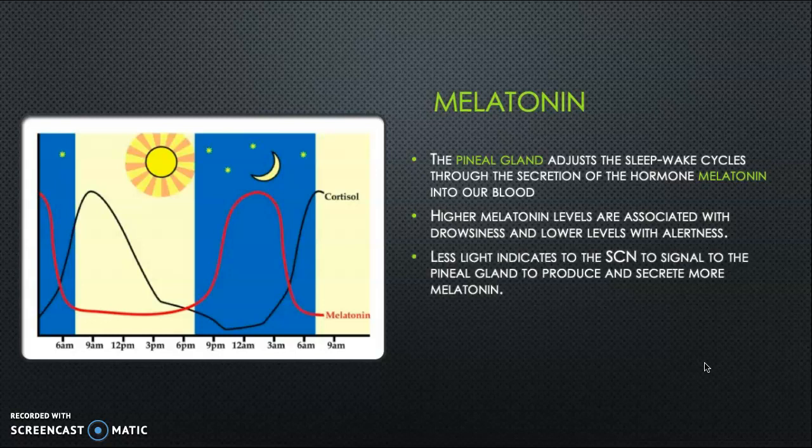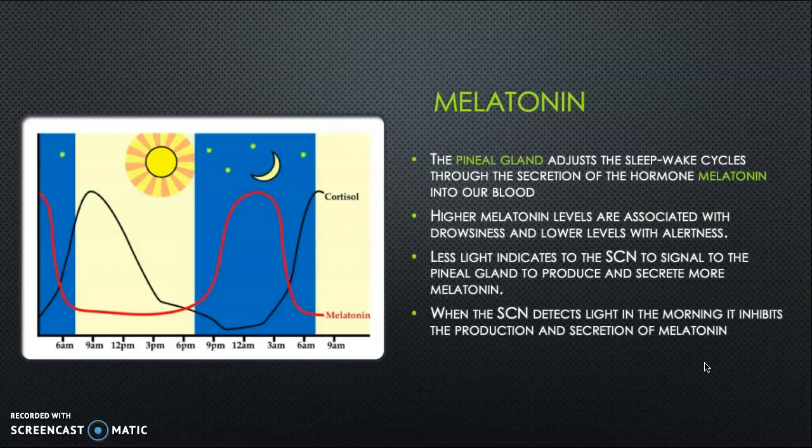So basically what happens is, as it gets nighttime and less light is being stimulated into our eyes, the SCN is going to pick this up. It's going to send a signal to the pineal gland. And then the pineal gland is going to produce and secrete more melatonin. When we get some light in the morning, it will inhibit the production and secretion of melatonin.